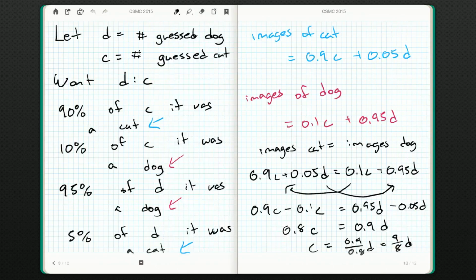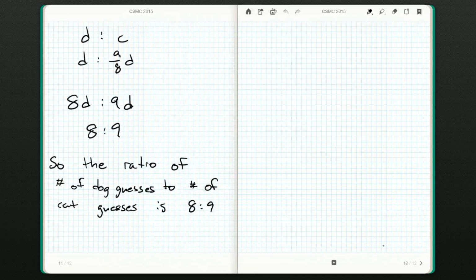Let's just go through and double check. So we identified what we wanted, D to C, and then we started getting things in terms of D and C. Okay, we were given information about the number of times she was correct when she guessed something. And that led us to these two equations, which had to be equal. We rearranged them, and we solved for C in terms of D. We could very easily have solved for D in terms of C, that would have been fine as well, and we would have gotten 8 over 9c to c, which we multiply by 9 on both sides, we get 8 to 9c, or 8c to 9c. We still get 8 to 9 there. So I'm really confident in our 8 to 9 answer.